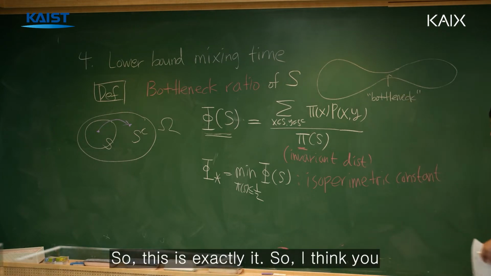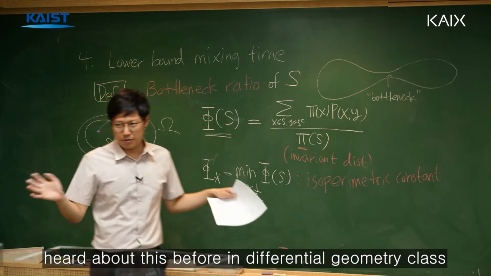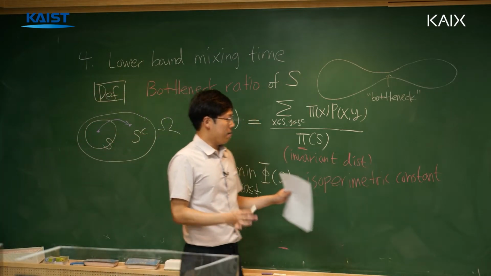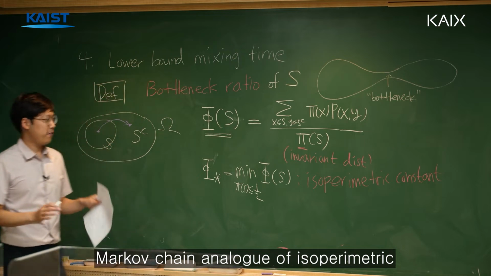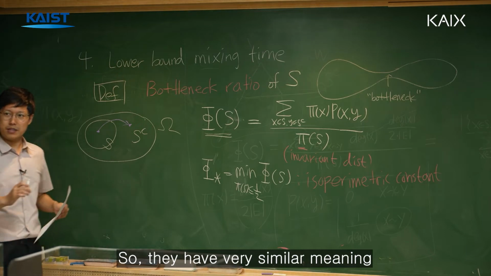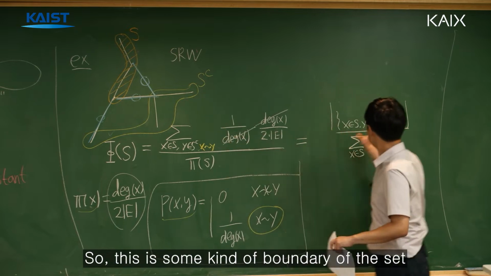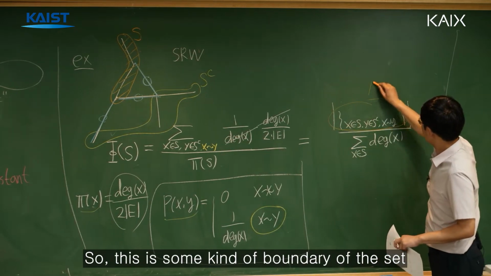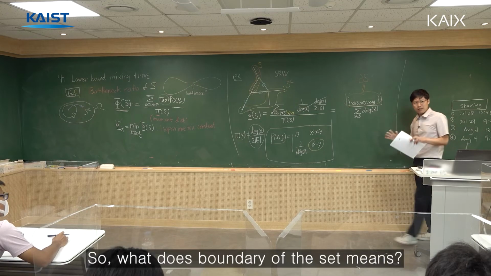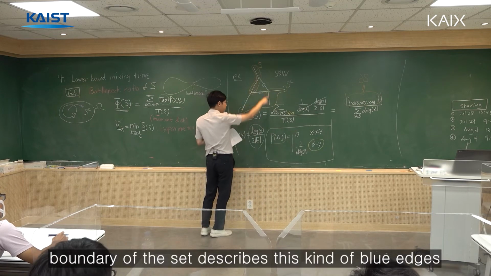So I think you heard about this before in a differential geometry class, right? This isoperimetric constant is the Markov chain analog of the isoperimetric constant in differential geometry. They have very similar meaning. This is exactly some kind of boundary of the set. So what does the boundary of the set mean? The boundary of the set describes these blue edges.